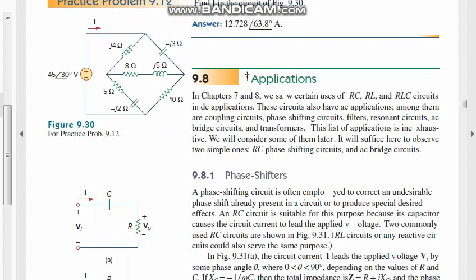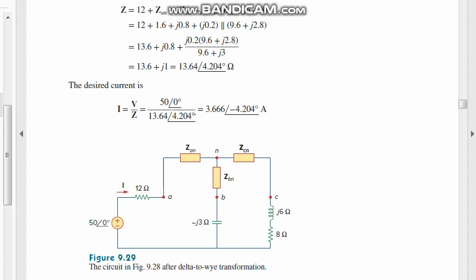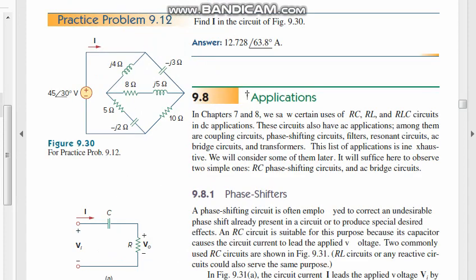And there's another math, your homework also. That is 9.12. Just do it at home and find out the current, 12.728, from this circuit. I can give you a hint on how to solve this math. There is a series parallel combination. First of all, you have to make this series into a single impedance. Then it will be a Y circuit. That is a delta. Okay, it's a delta block.